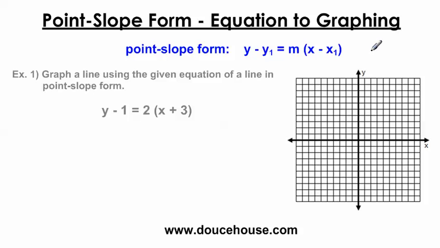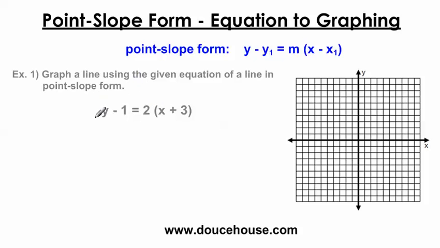This is Mr. Dowse. In this video I'm going to talk about how to go from an equation of a line in point slope form and how to use that information to plot and make the line on a graph. I'm just going to jump into the first problem here. It says graph a line using the given equation of a line in point slope form.